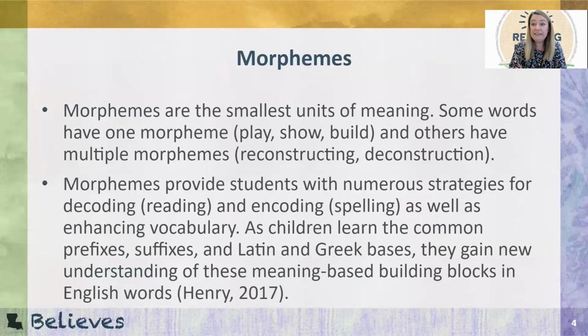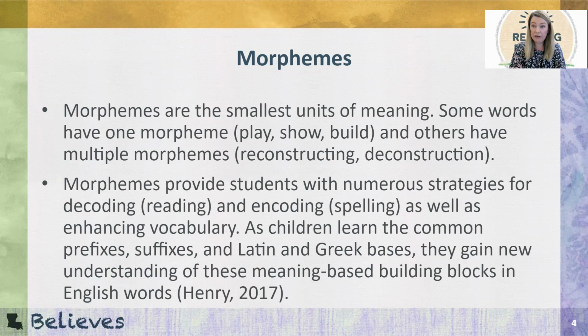So if students understand, again, those prefixes and that base and that suffix, they have a much deeper understanding of what that word means and can apply those same things to other words. Morphemes provide students with numerous strategies for decoding, which is reading, to see these letters, these syllables, these patterns, and to understand what that word is.